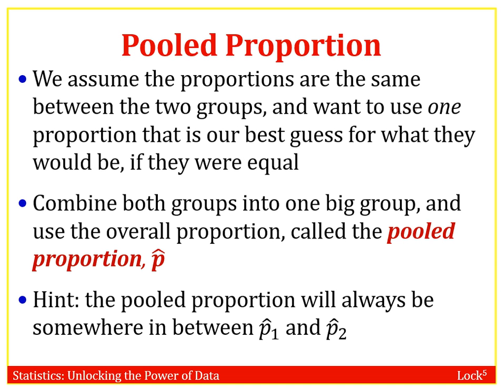Well, to do that, we need to work with one proportion, which would be our best guess that these two are equal. So we take our two groups and combine them into one. In other words, we get the pooled proportion, the overall proportion of our two individual ones. And your pooled proportion will always be between your two individual sample proportions.